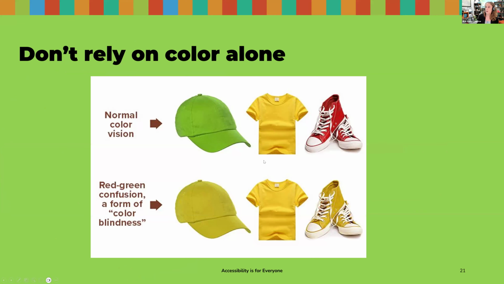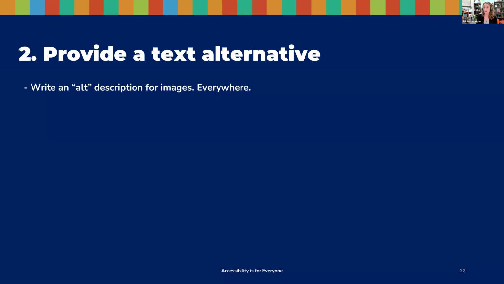So when we have normal color vision, we might see this green ball cap differently from the t-shirt, differently from the shoes. But if we have the green-red confusion and color blindness, everything looks yellow. And then we can't say that someone could be able to tell the difference between these just by communicating through color. So we have to be careful of that. We have to be additive and add something else in addition to it.